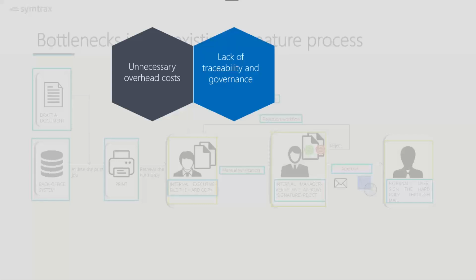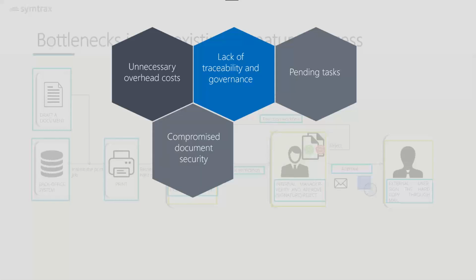Now, lack of traceability and governance. At any stage, suppose the manager needs to have the status of a particular document, it's not possible. He either needs to call up the internal executive, or he needs to manually access the shelf and look for the document. It's quite hectic. So real-time status of a particular document is not there. Since there's a lack of traceability, there's a chance that a lot of pending tasks might be there.